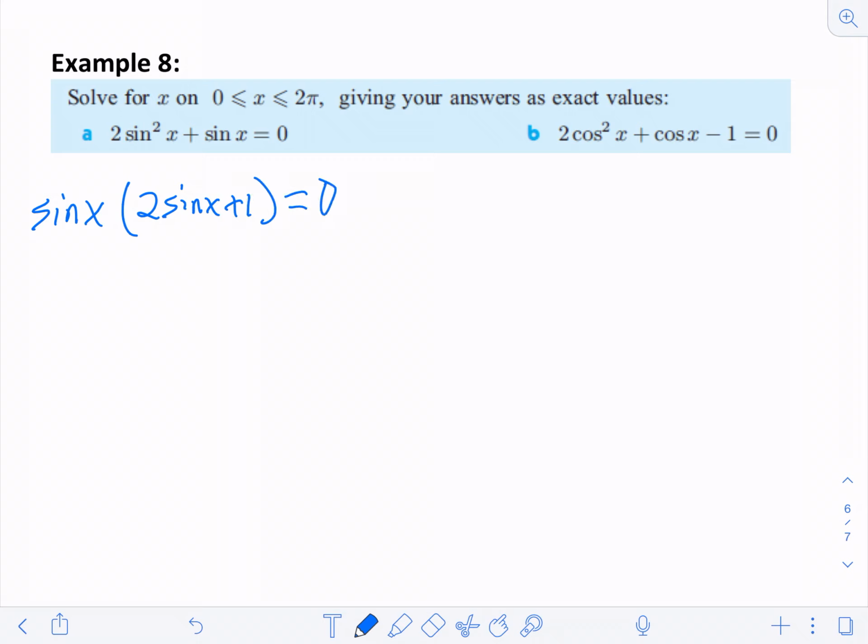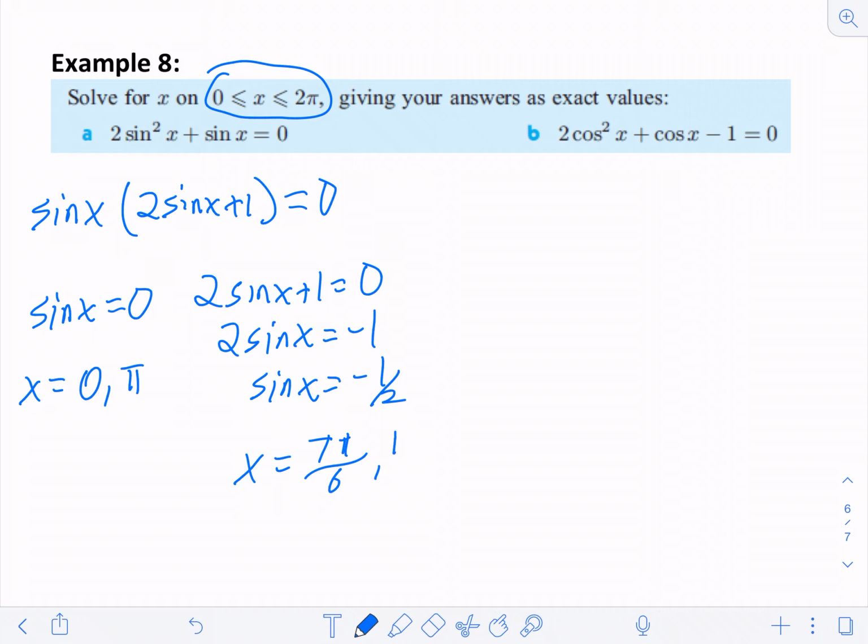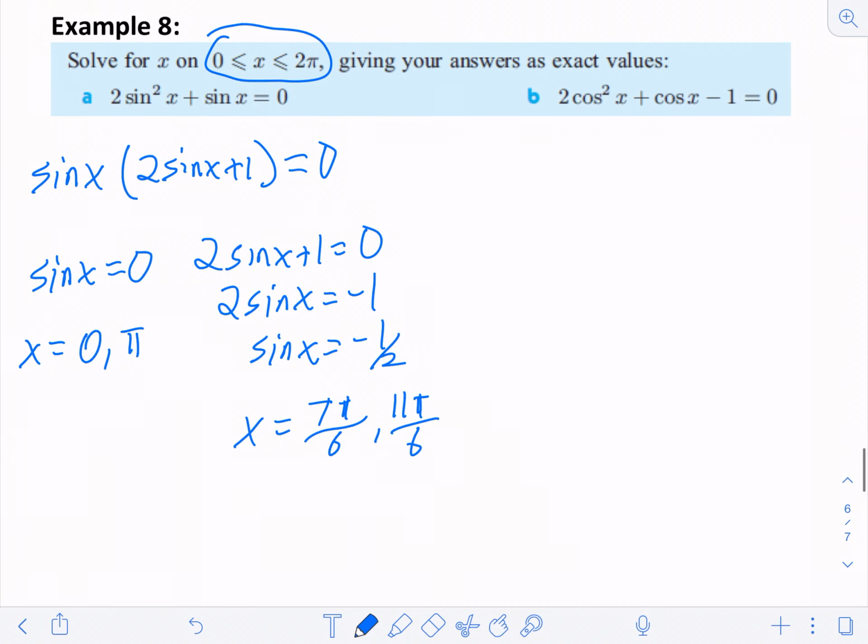And then all I have to do is look at, again, we're going to be looking at 0 to 2 pi, so just our regular unit circle. I have to look at where does sine x equal 0 and where does 2 sine x plus 1 equal 0. It's become easy, right? Where does sine x equal 0? Well, x is going to be at 0 and pi. And this is going to be what? 2 sine x is equal to negative 1. So sine x equals negative 1/2. Where does that happen? Well, we already saw earlier. x equals 7 pi over 6 and 11 pi over 6. And those are my answers. So my answers are going to be 0, pi, 7 pi over 6, 11 pi over 6.